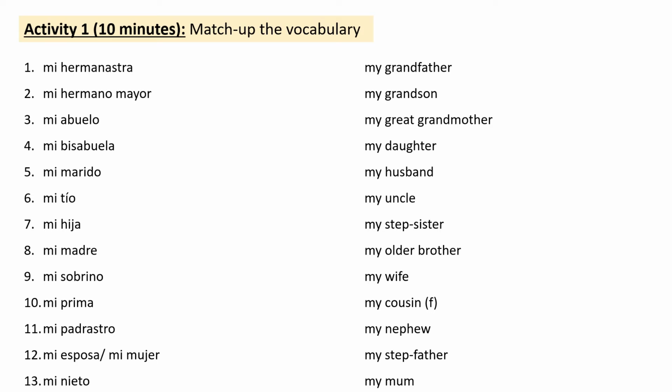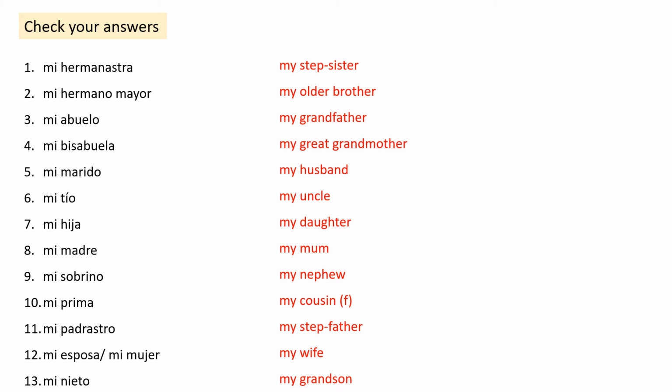Okay, chicos, let's check your answers. Okay, so here are your answers. So we have mi hermanastra is my stepsister. So really similar to hermana, we just add the stra on the end. Mi hermano mayor is my older brother. So you can put mayor on the end of anything to say older.